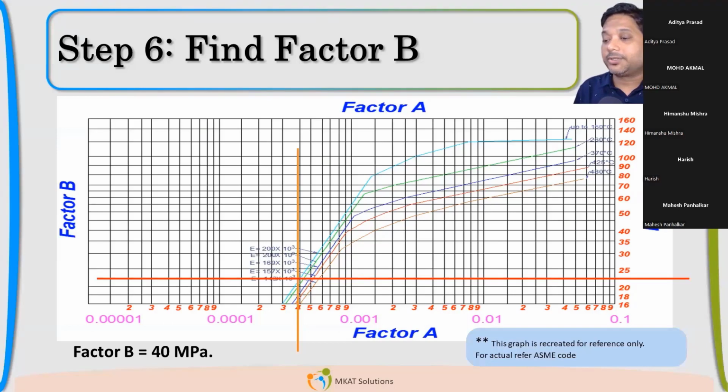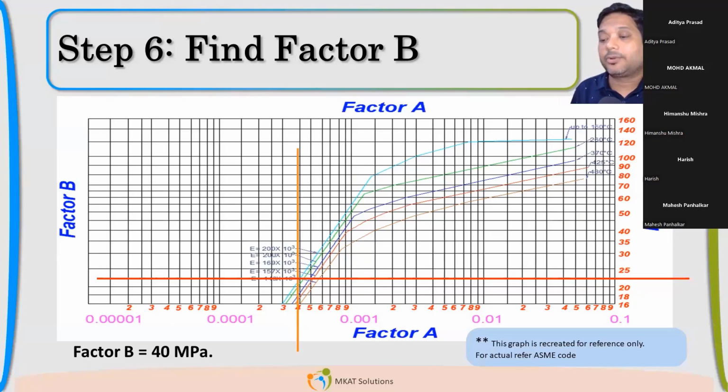Come on, guys, just read from here. What should be my factor B? Right, you're close, 23, 22, whatever we take. But this graph is recreated, so it's a little different from what you get from ASME. If you use section 2 part D exactly for the factor A, which is 0.00038, you will get factor B as 40 MPa. But you were exactly right in the way you read it.